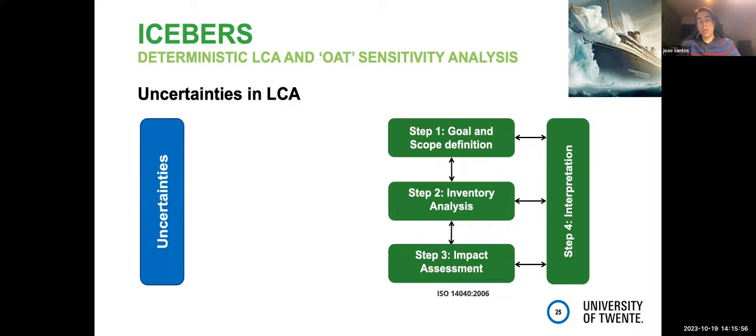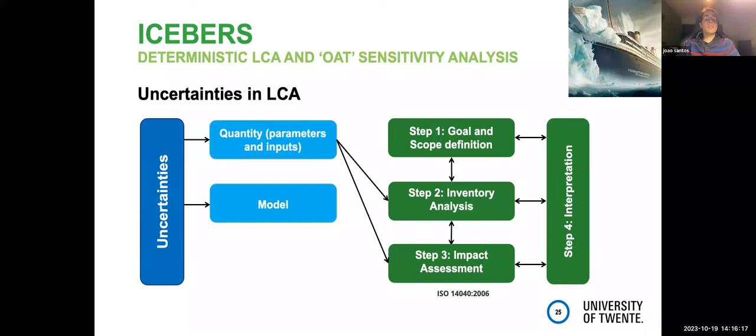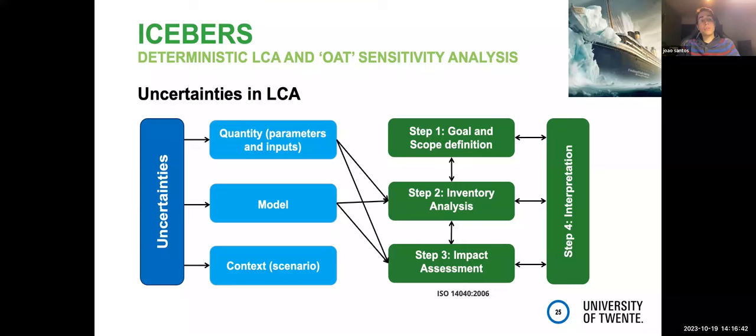We have uncertainties in the quantity, which basically emerge from the inaccuracies in the input data, mainly used during the inventory and also the impact assessment. We have uncertainties related to the models, due to the mismatch between the real world and the system that represents it, but also due to the structure and the mathematical relationships of those models. And this can be found during the inventory analysis and also during impact assessment. And finally, we have uncertainties related to the context or scenario. This has to do with the normative choices that the analyst makes during the goal and scope definition, but also the other two steps.